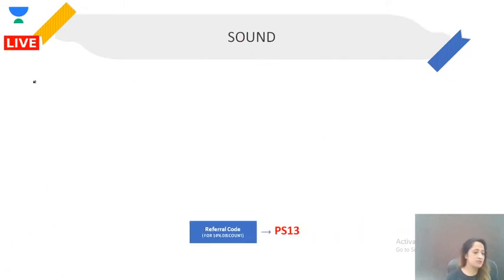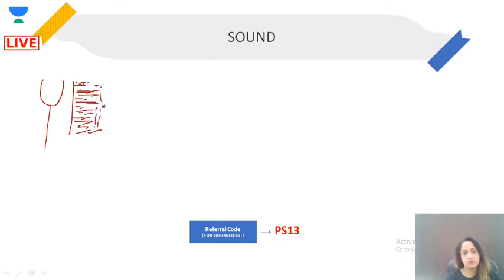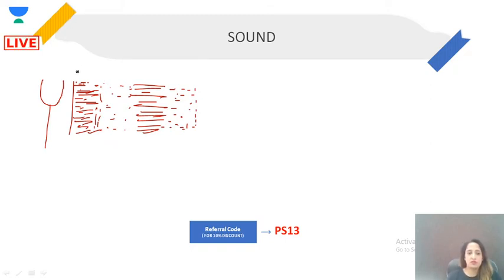Let me draw it. Let's say there is a fork over here, and there are certain areas where the particles are so densely packed, and because they are oscillating, there are areas that are less dense. Again, there is an area where they are very tightly packed, again less densely packed. This kind of disturbance of thick and thin areas, because the particles are moving, is called compression.